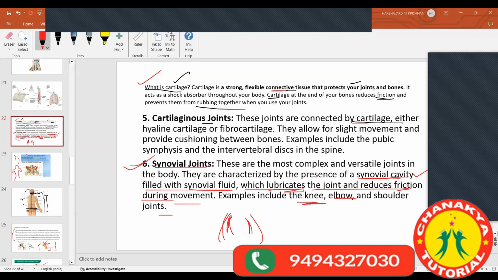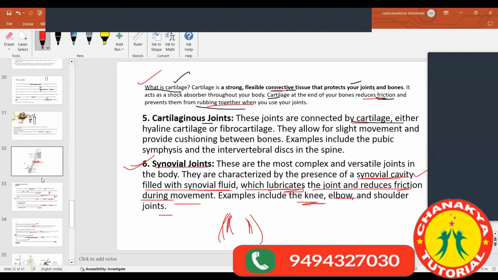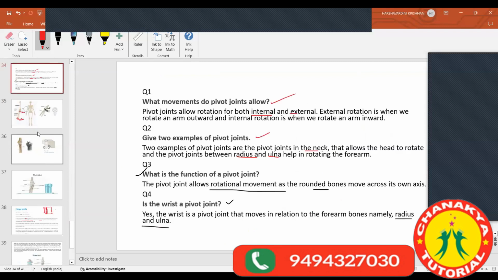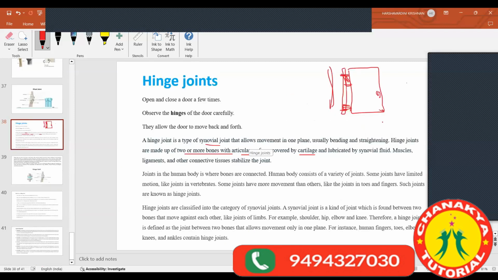So cartilage is also like your synovial joint. It also helps your bones reduce the friction and prevents them from rubbing together. Same as synovial, nothing is different, almost the same. So cartilage is there, synovial fluid is there, the synovial joint is there, and muscles, ligaments, and other connective tissues are also there. So everything is basically there.